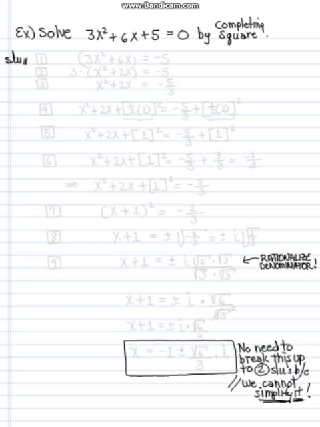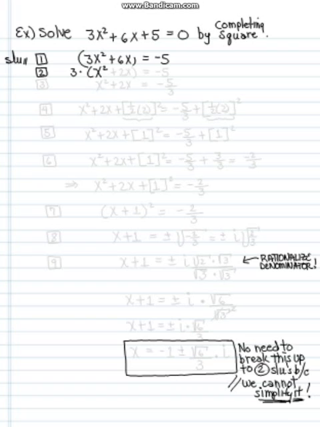Here we're going to solve a second degree equation by completing the square. 3x squared plus 6x plus 5 equals 0. And we're going to do it with our 9 steps. The first step, we're going to isolate the x squared next term in parentheses on the left side equals -5.